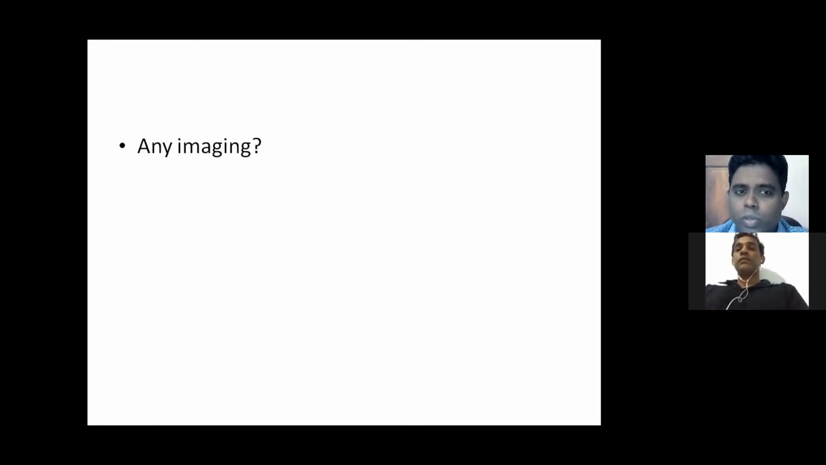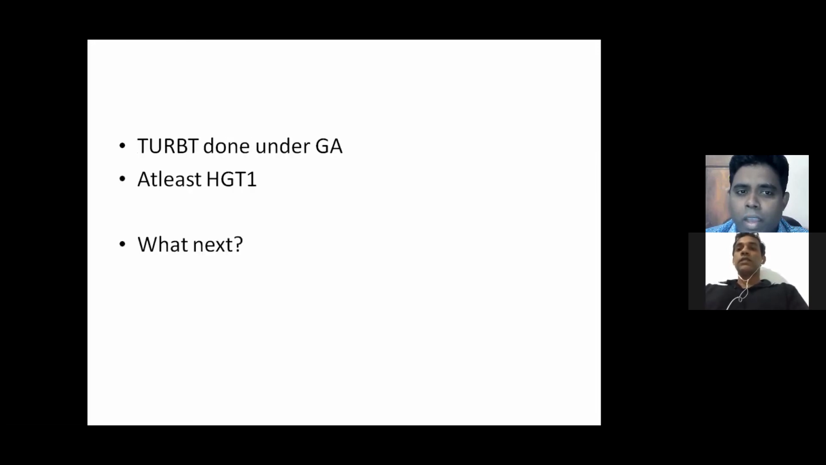Right. So you said you will do a CT scan. Yes. And so this patient underwent a TURBT under general anesthesia. The histology came as high grade, at least high grade T1. They couldn't see much detrusor muscle to comment about this. So what are you going to do now?